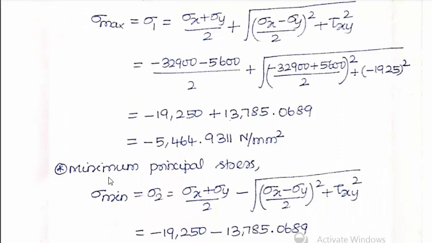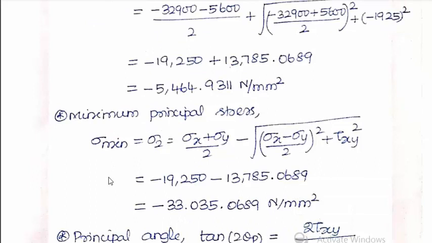for sigma 2, the well-known formula is sigma x plus sigma y by 2 minus root of sigma x minus sigma y by 2 the whole square plus tau xy square. So the resultant value is minus 33,035.0689 newton per mm square.